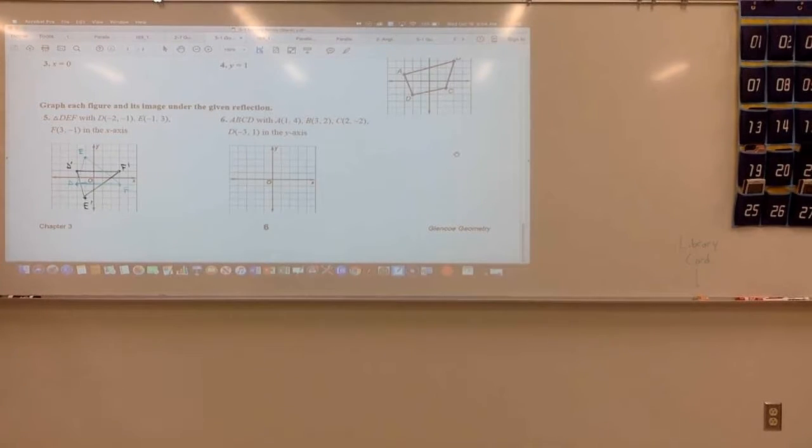Questions? Okay, why don't you guys try number 6 then? Okay, go ahead and plot A, B, C, and D, and then reflect those in the y-axis.